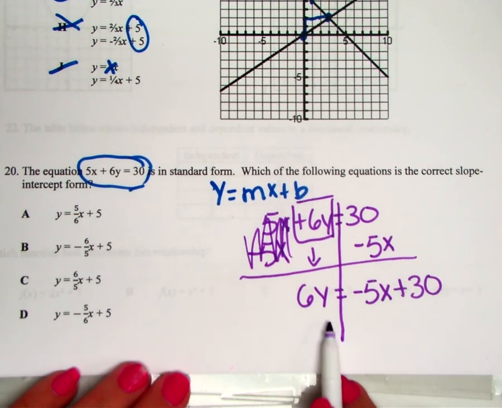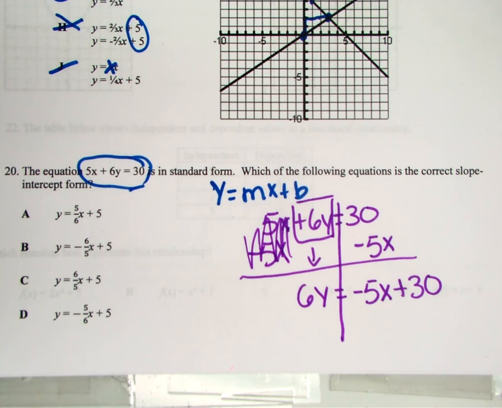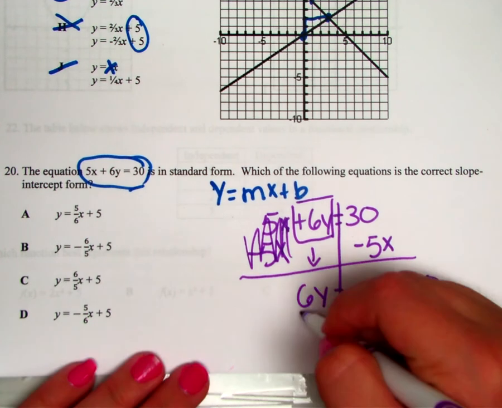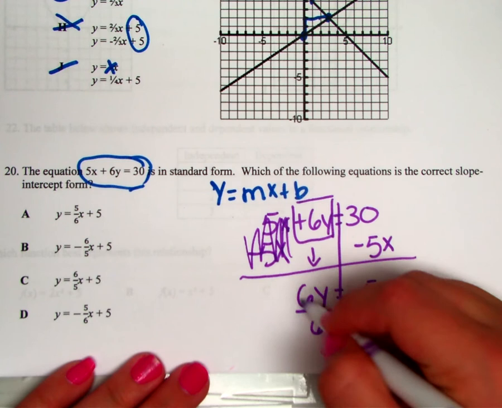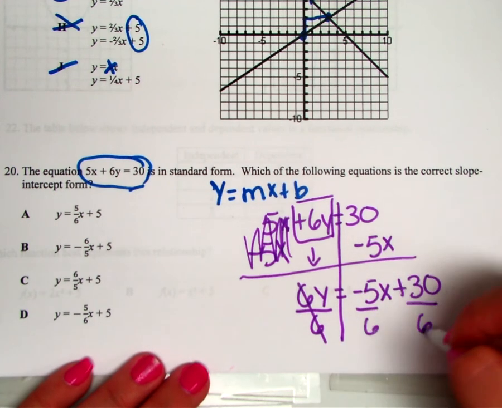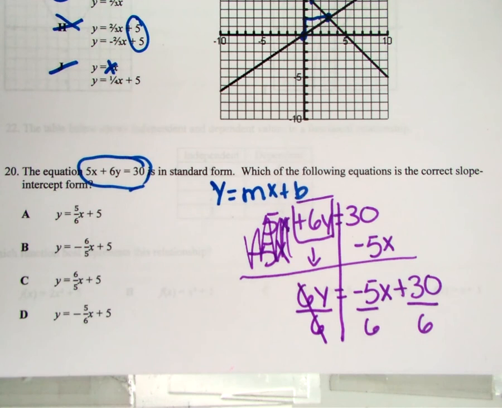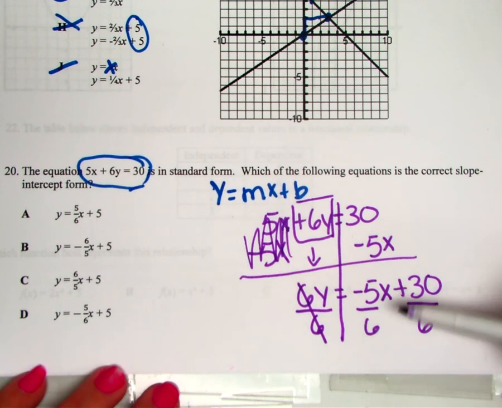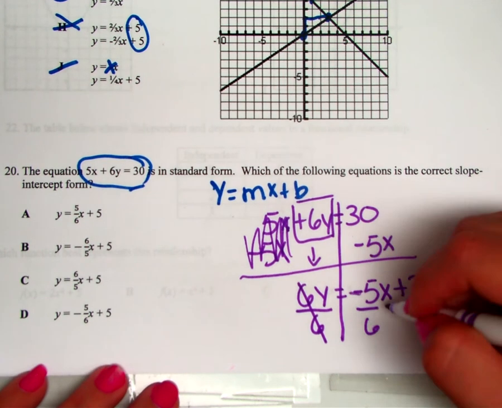Now, the 6 and the y are multiplying. We don't want the 6 next to the y, so you do the opposite. So you're going to divide by 6 on both sides, and then simplify what you can. Before we simplify, we see that it's a negative 5 over 6.